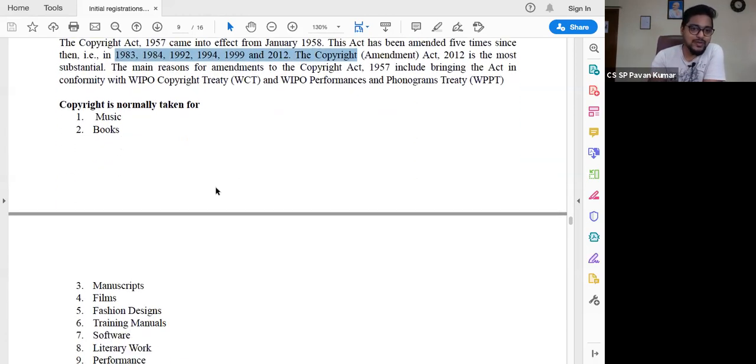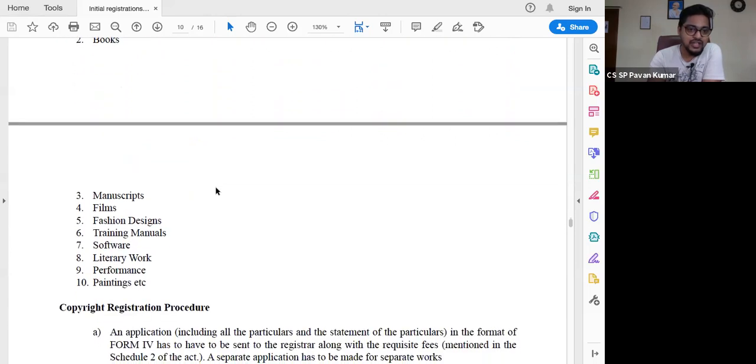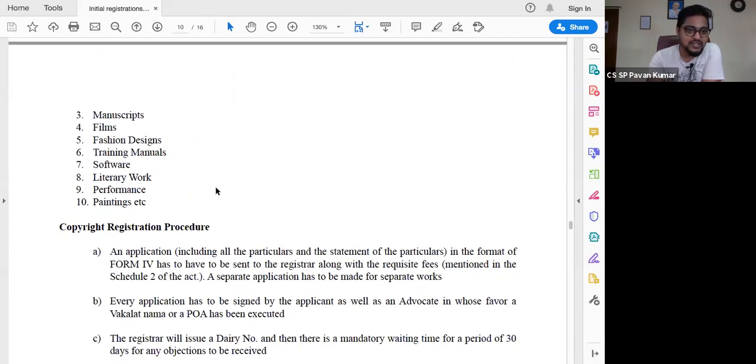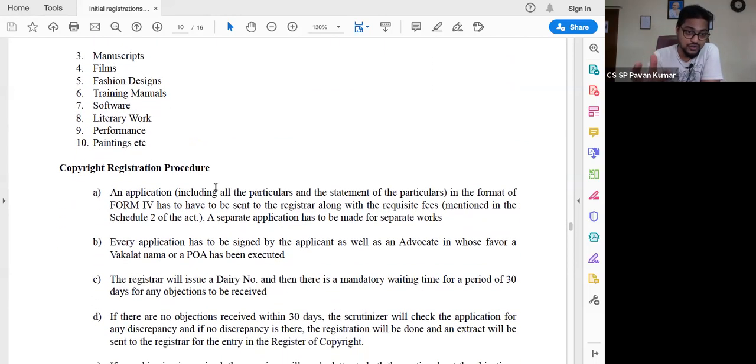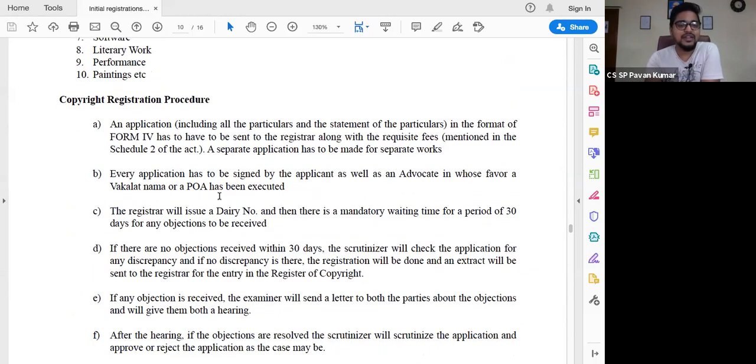Copyright is normally required for music, books, manuscripts, films, fashion design, training materials, software, literary work, performance, paintings, and all these things. Copyright registration is again an online process. The application should be given in Form IV, which has to be sent to the registrar along with the requisite fee.